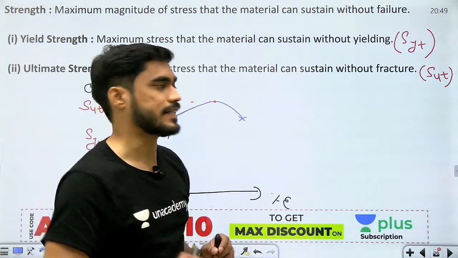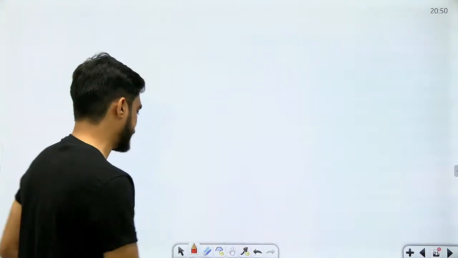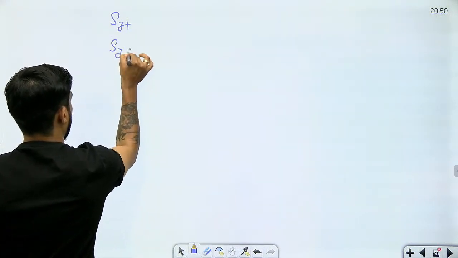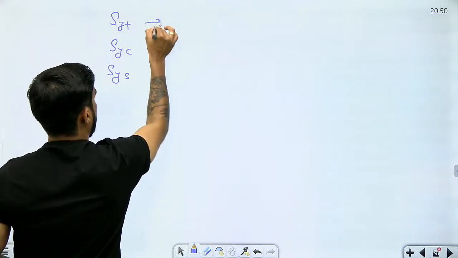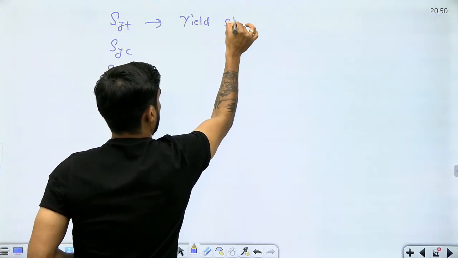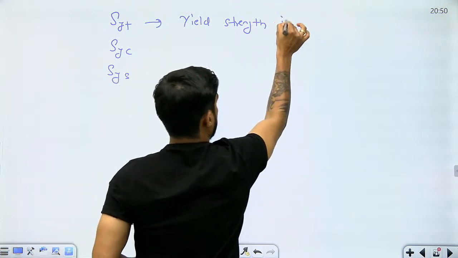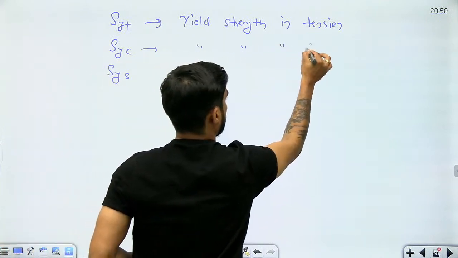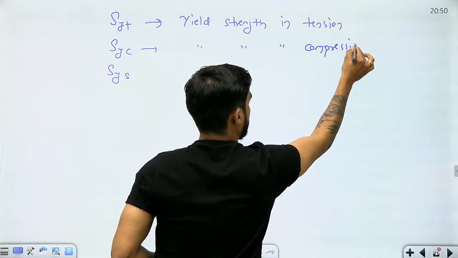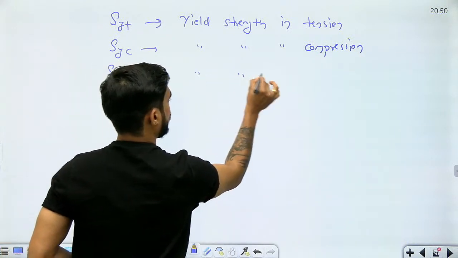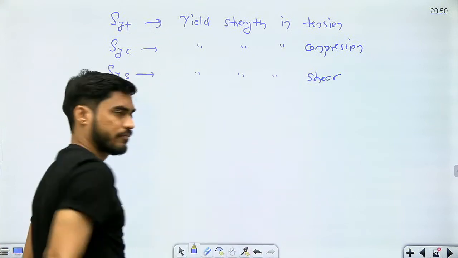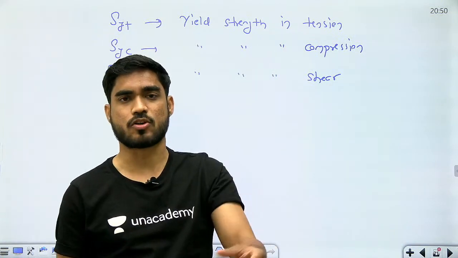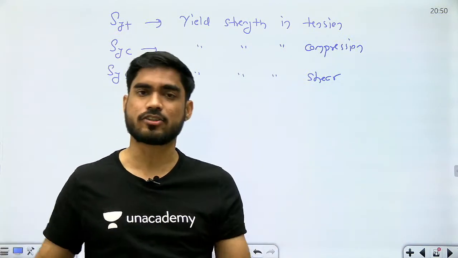Now understand this point. There are three strengths: SYT, SYC and SYS. This is yield strength in tension. This is yield strength in compression. This is yield strength in shear. So beta, right now we are only seeing tensile strength, but there is a compressive strength also under compressive load and there is a shear strength also under shear.